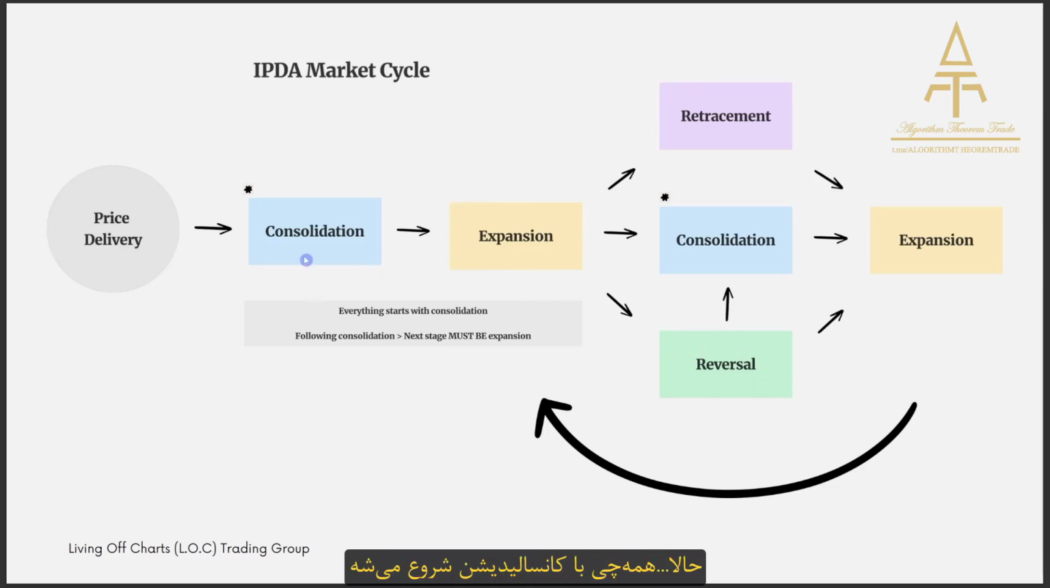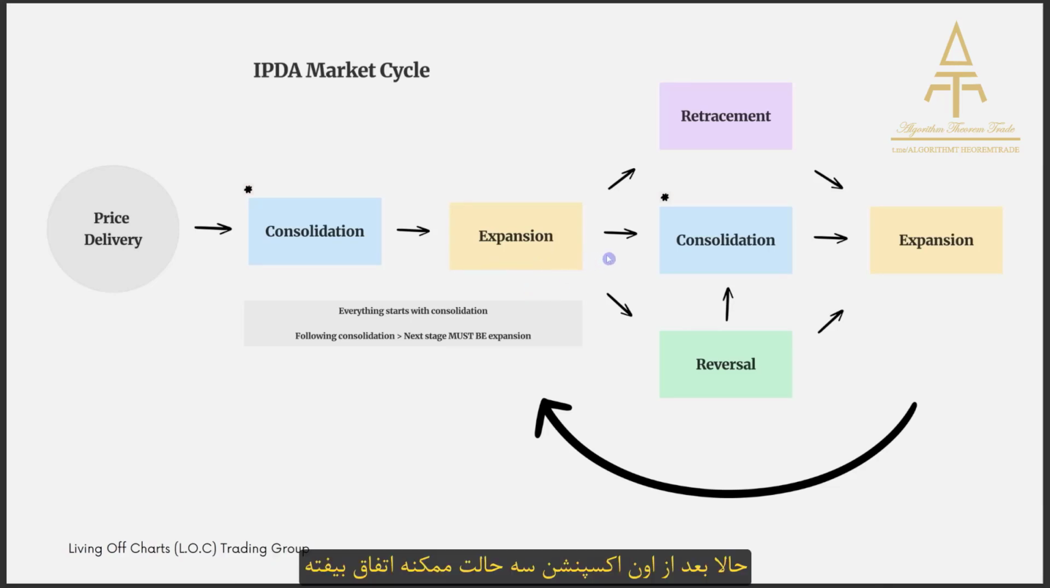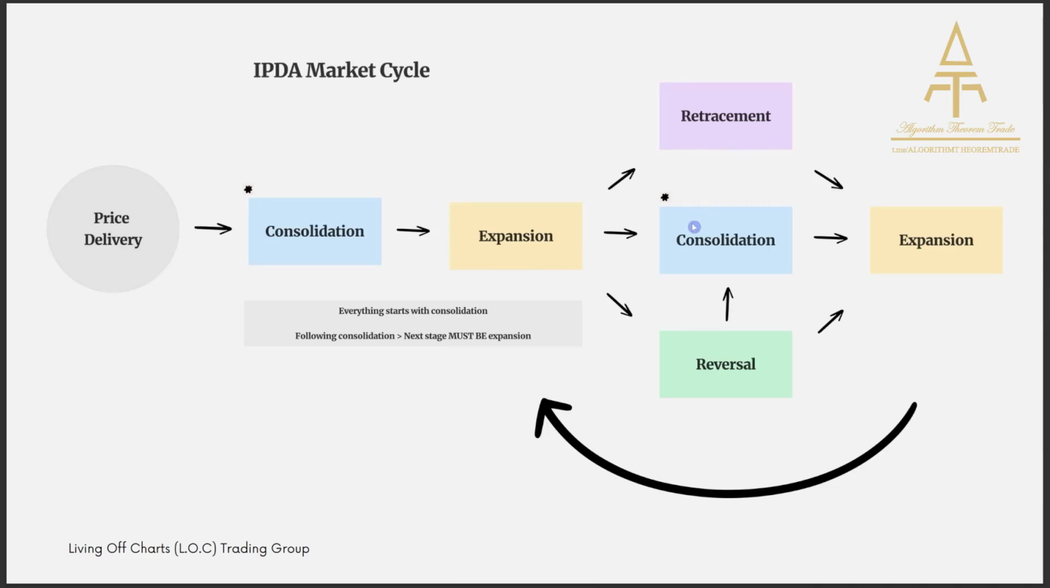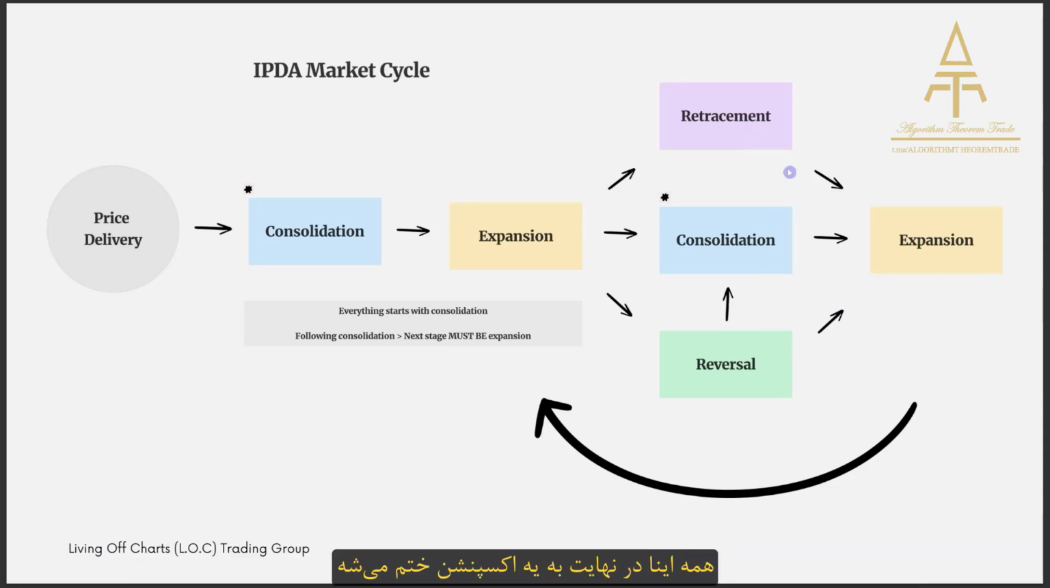Now everything starts out with a consolidation, and following a consolidation there is always an expansion. So now you already know if you see a consolidation, it's unlikely to cause a reversal. After that expansion there are three things that can happen. We have a retracement, we can have another consolidation, or we'll have a full-blown reversal, and they all lead towards an expansion. Now we can make a distinction between reversal and retracement, right? A retracement is not a reversal, so you can anticipate a continuation inside that already determined order flow. And a reversal obviously means we're going to flip order flow.